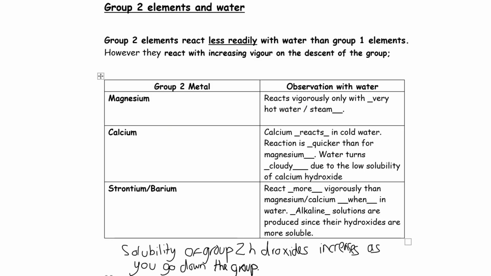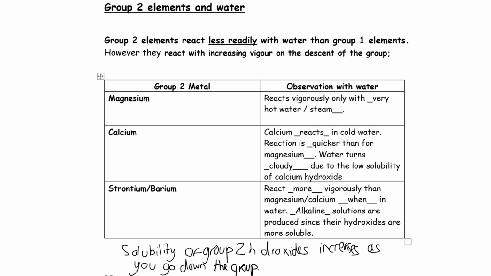So we're going to move away from group 1 onto group 2 now, and we're going to look at the reactions of the group 2 elements with water. So the group 2 elements will react less readily with water than the group 1 elements, and the reason is they've got 2 electrons in their outer shell as opposed to 1 electron. So it's harder to lose 2 electrons than just to lose 1. However, the same trend applies in that they become more reactive as you descend the group.